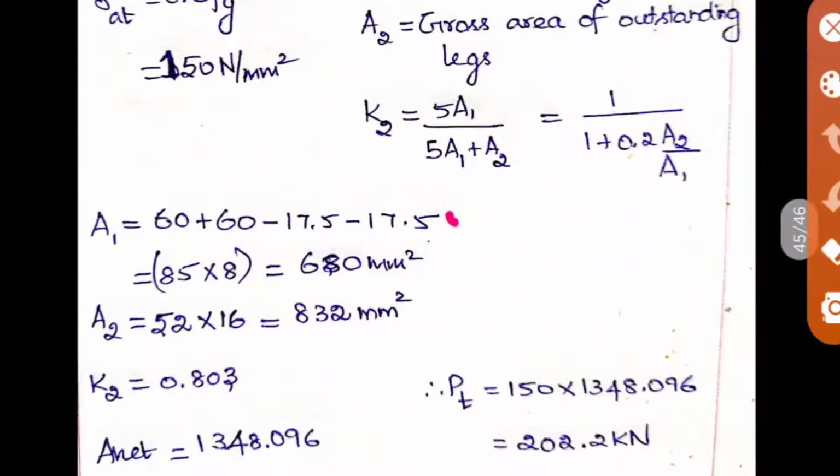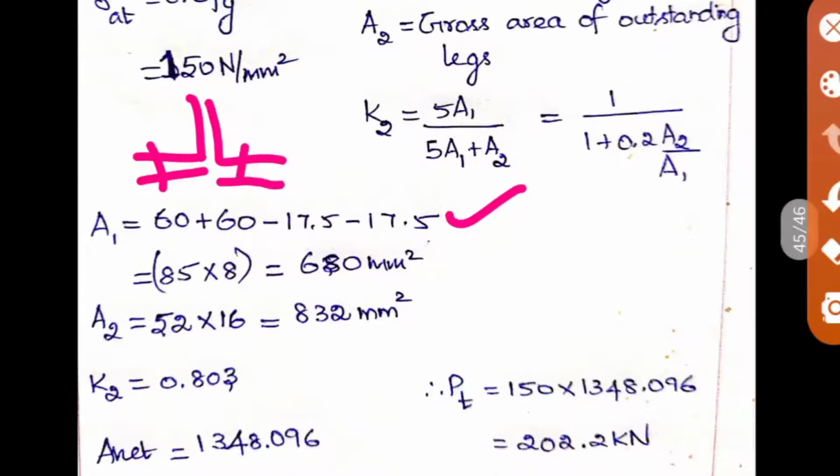So here I have found the A1 first. We know that the length is 60, no? So here, this is the diagram now. So 60 plus 60 minus 17.5 for one rivet and 17.5 for another rivet, because we know the diameter of the rivet is 16 mm. So to find the hole size of that rivet, you have to add 1.5 mm additional to that.